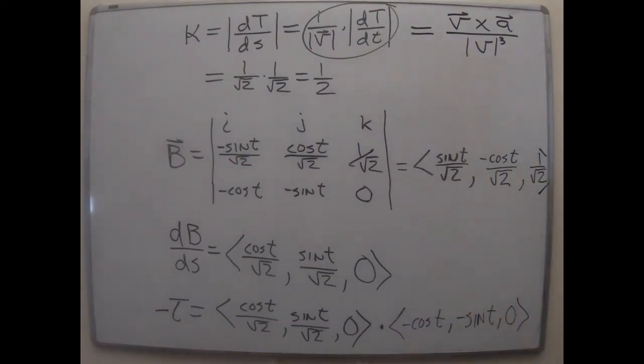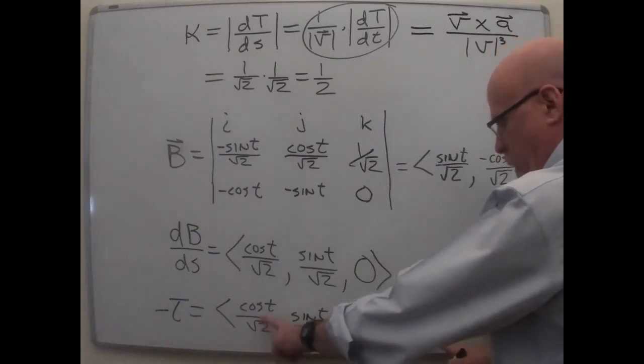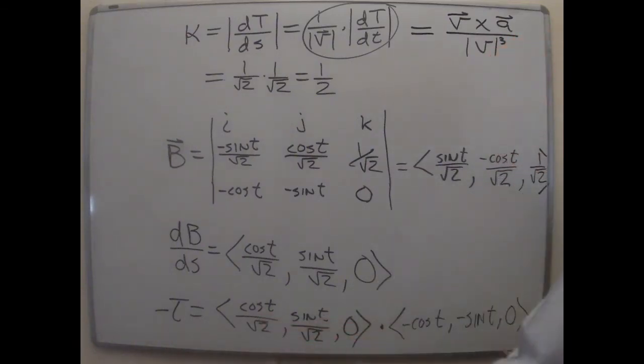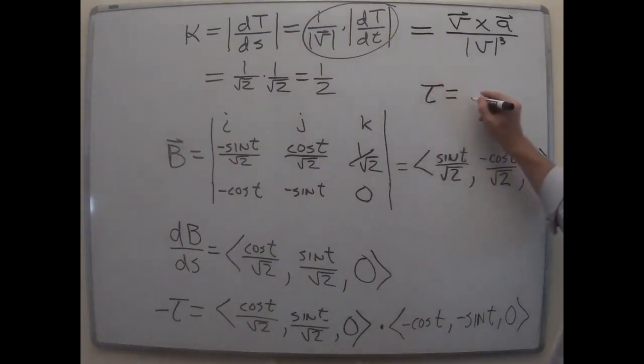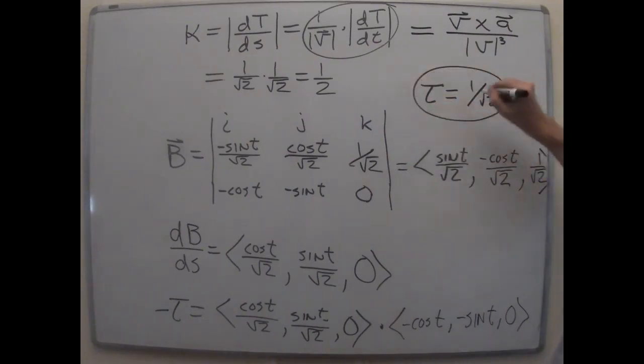So you can probably see that this dot product is going to work out to be, except for the 1 over root 2 part, negative cos squared plus negative sine squared. So it's going to be negative 1 over root 2. Well, what does that mean? Tau is positive 1 over root 2.